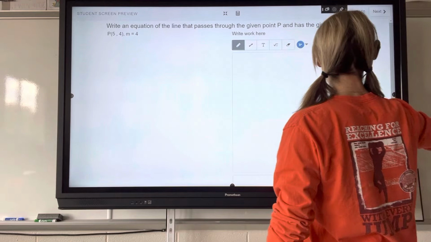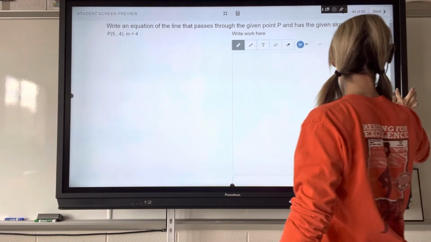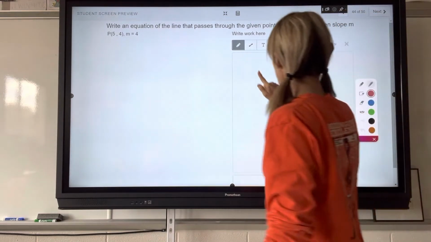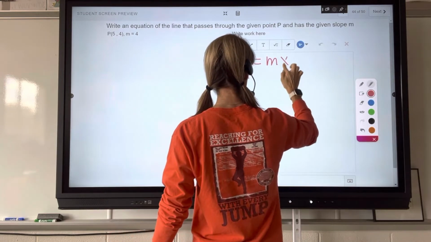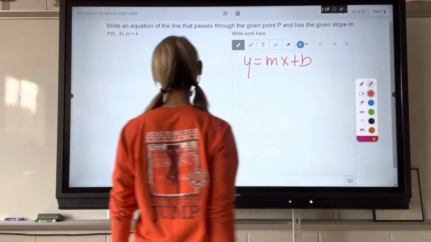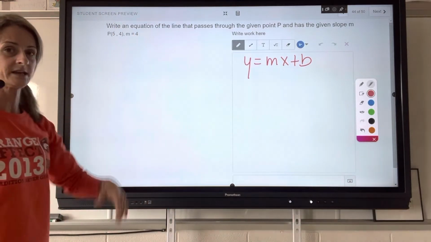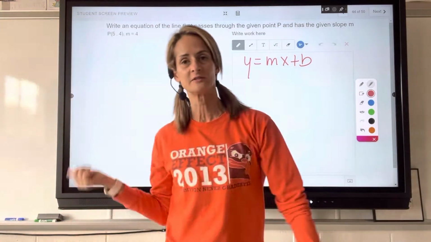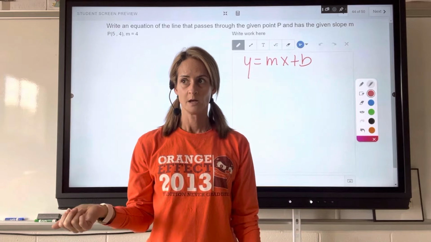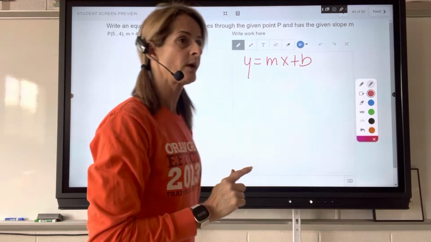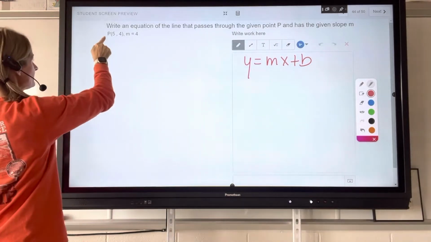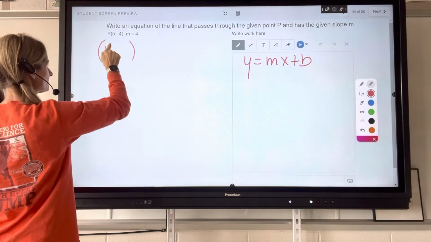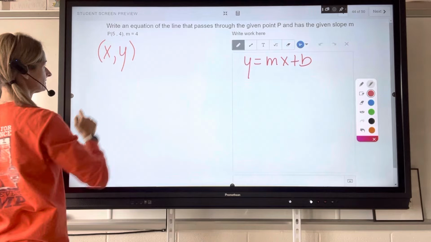44. So write an equation of a line that passes through the given point. Let me write y equals mx plus b first, and has the given slope. Well, they gave us the slope, that's nice, but they didn't give us the b. We have to find the b. However, they did give us a point that this line goes through. That is an ordered pair. X goes first, y goes second.